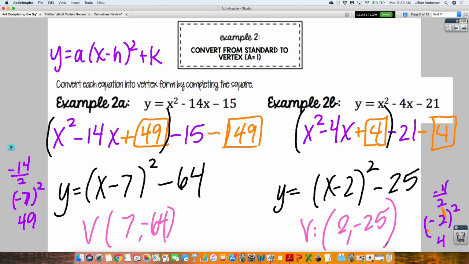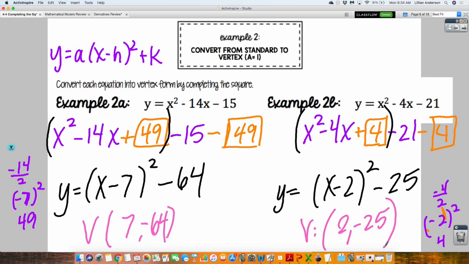Great time to review transformations. In 2A, what happened to the original x squared function? It moved 7 to the right and down 64. I would never ask you to graph that. That's ridiculous. Over here, what happened to the original graph? Right 2, down 25. Questions? Would you make us graph that one? No, definitely not. That's too far.